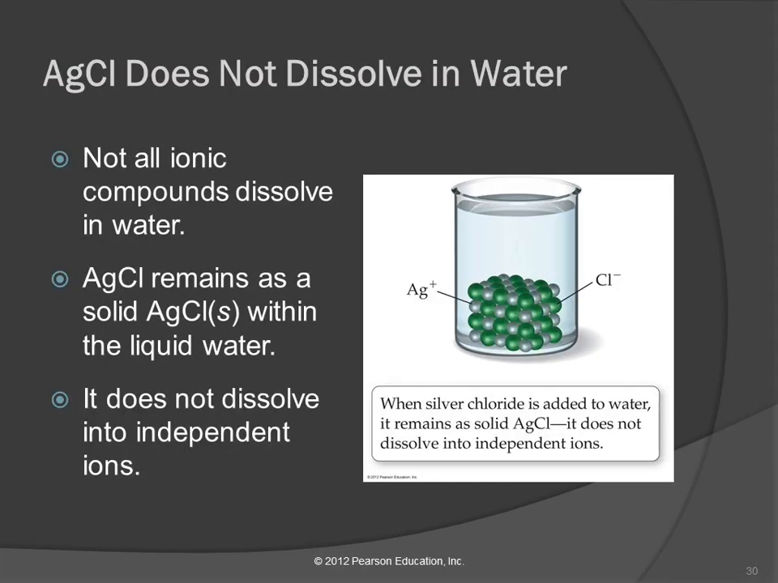Not all ionic compounds dissolve. If we put silver chloride in water, it just sits as a lump in the bottom. And no matter how much you stir it, it will not dissolve. It's like, well, how is that different from sodium chloride? Well, it's different enough. It doesn't dissolve. It just doesn't.